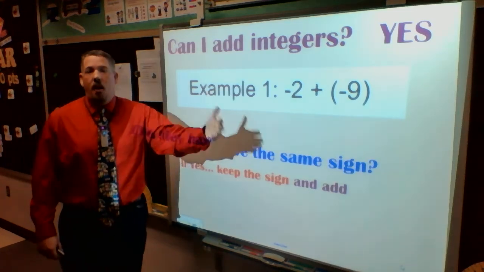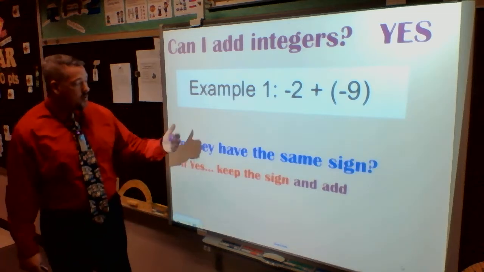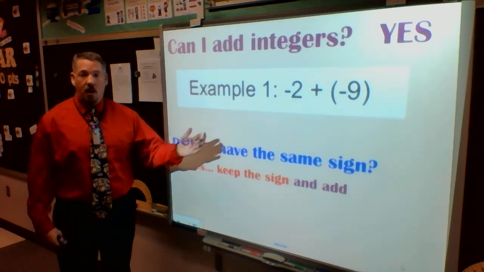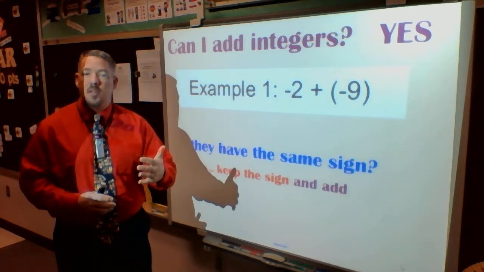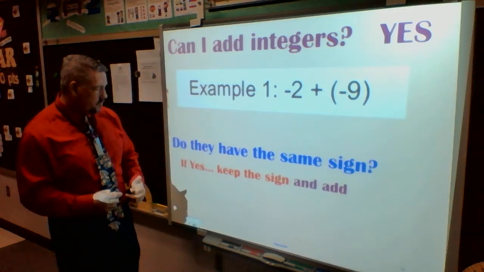You don't think about it, but you kept the sign because they were both positive. Your answer is positive. So if they were both positive or both negative, I would keep the sign, and then I would add the numbers together. It's kind of like the like terms that we did in chapter 7. They're like terms because there aren't any labels. I just put them together.